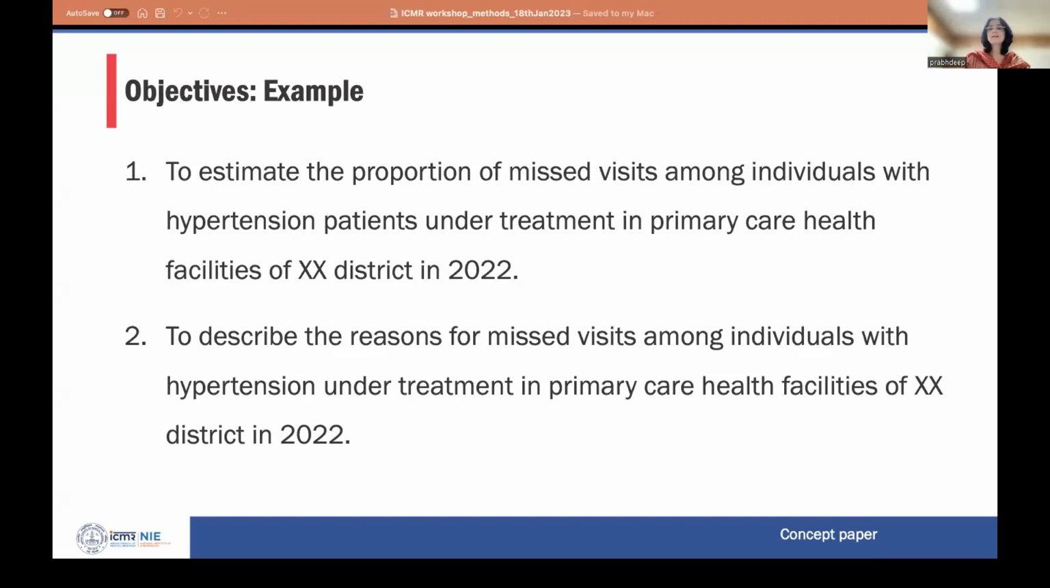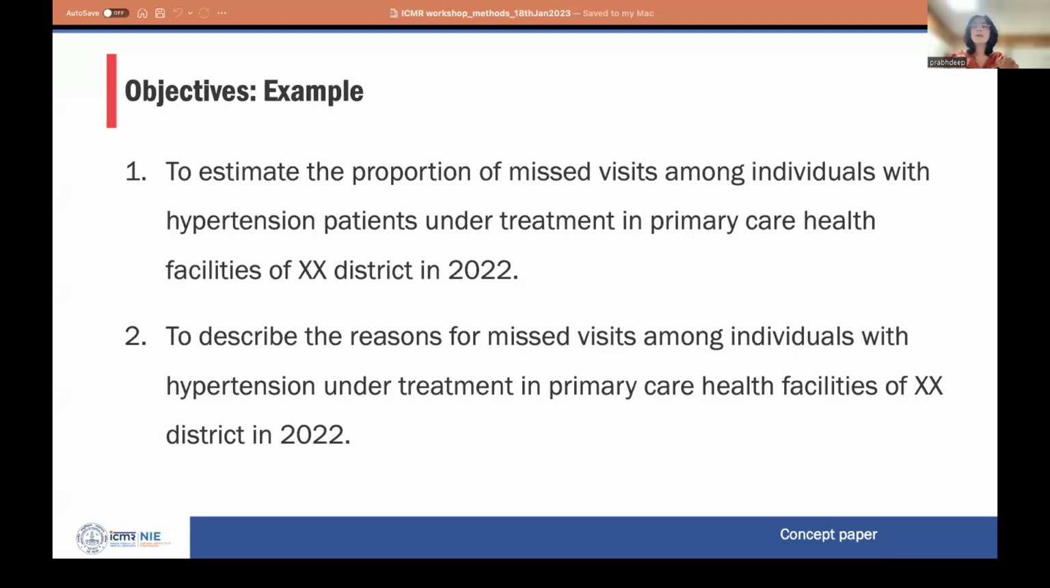This is, again, a real study done by one of our MPH scholars to estimate the proportion of missed visits among hypertension patients who were on treatment in a primary healthcare facility in XX district in the year 2022. So that's the primary objective. And the secondary objective is to describe the reasons for missed visits among individuals with hypertension who are taking treatment.